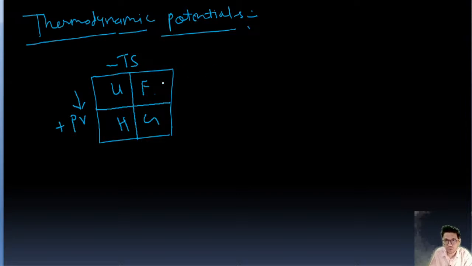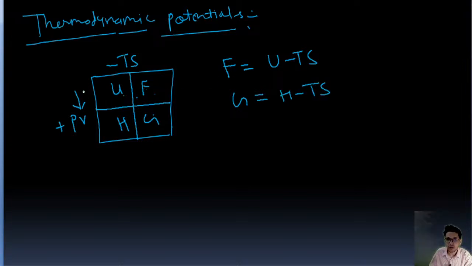Now what we are going to find, first we'll find F and G on this side. F means U minus TS, so F equals U minus TS in the horizontal direction. Similarly, G is H minus TS. Then in the downward direction we find H: H equals U plus PV, and G is F plus PV.